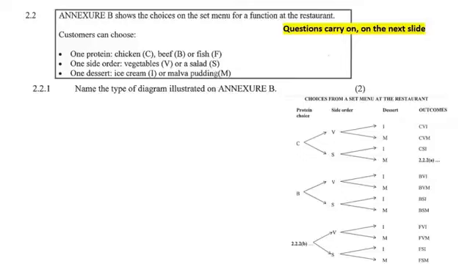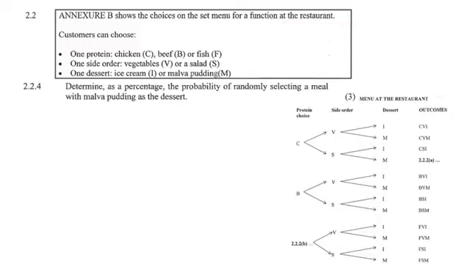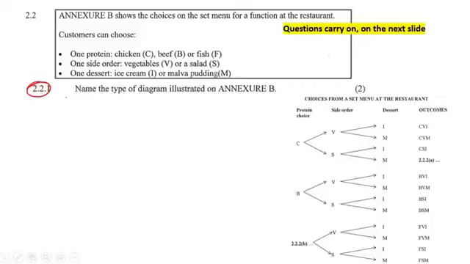Alright, with this question, I want to let you know that the questions do carry on. So this is the first question. Then it carries on to a second one, another one, and a last one. Annexure B, which is over here, shows the choices on the menu for a function at a restaurant. Customers can choose one protein. So here's the protein choice, and that could either be chicken, beef, or fish. It's not very vegan friendly, is it?